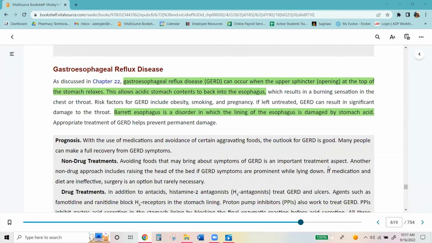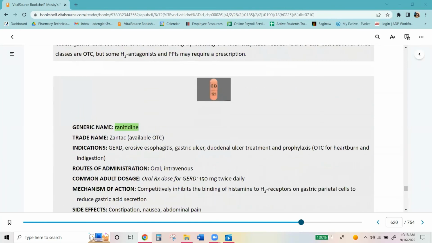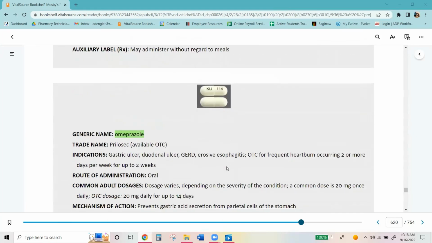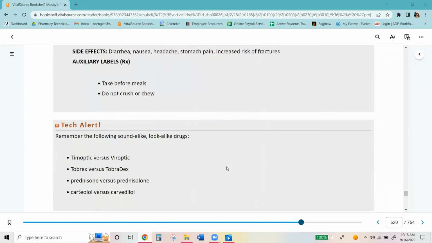GERD can occur when the upper sphincter opening at the top of the stomach relaxes. This allows acidic stomach contents to back into the esophagus. Barrett esophagus is a disorder in which the lining of the esophagus is damaged by stomach acid. The medications used to treat that used to be ranitidine, and that medication has now been removed from the market. But we have omeprazole, lansoprazole.